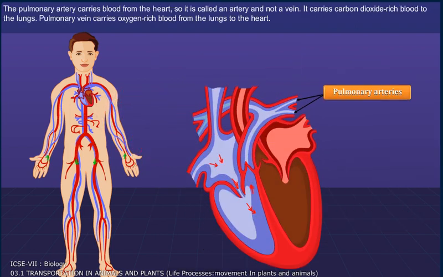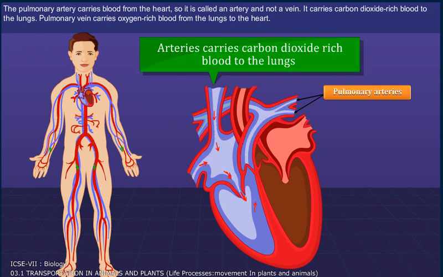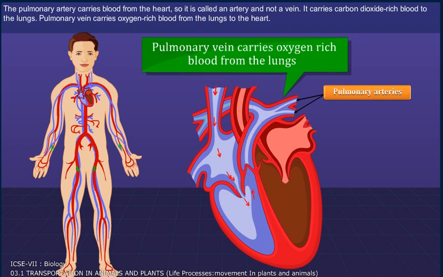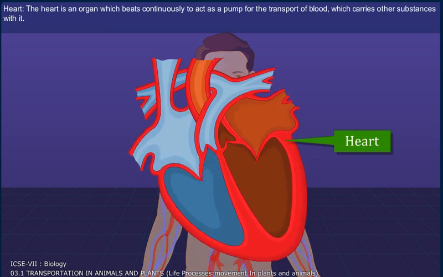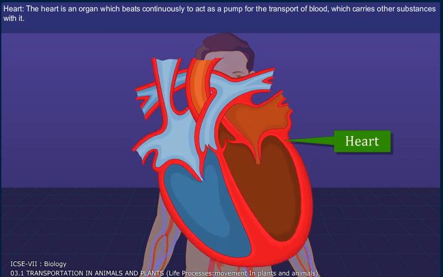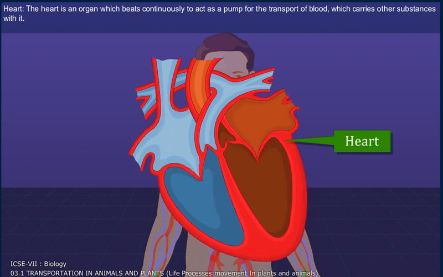The pulmonary artery carries blood from the heart, so it is called an artery and not a vein. It carries carbon dioxide-rich blood to the lungs. The pulmonary vein carries oxygen-rich blood from the lungs to the heart. The heart is an organ which beats continuously to act as a pump for the transport of blood, which carries other substances with it.